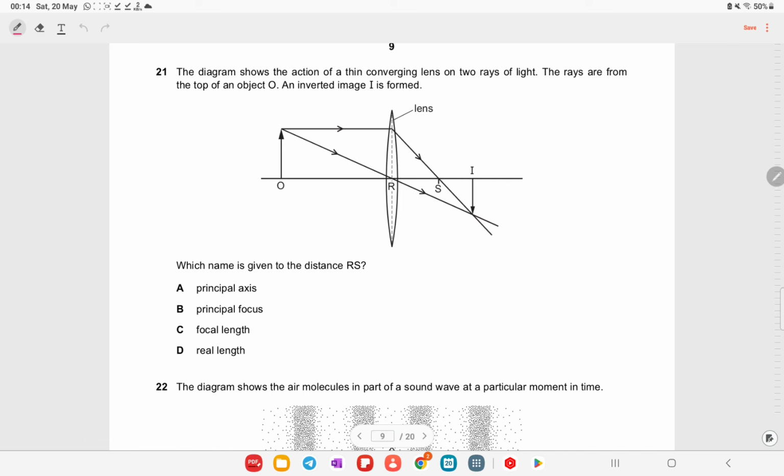The diagram shows the action of a thin converging lens on two rays of light. The rays are from the top of an object, and an inverted image I is formed. Which name is given to the distances R and S? They are asking this distance. R is basically the optical center and S is the principal focus. If you recall, the distance between these two is called the focal length.